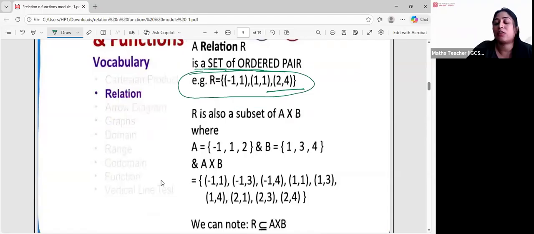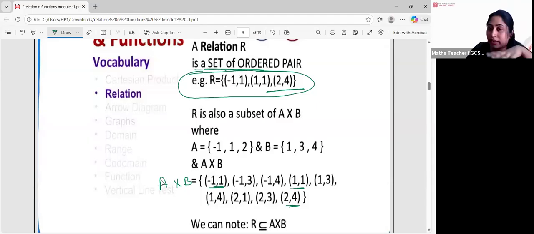A cross B contains all the elements, the set of all ordered pairs. So whatever relation we got is present in the Cartesian product: minus 1 to 1, plus 1 to 1, 2 to 4. Whatever relation we got is already present in the Cartesian product, correct?